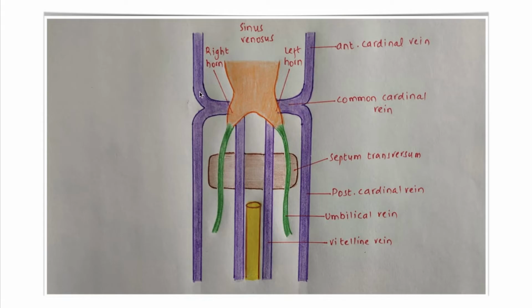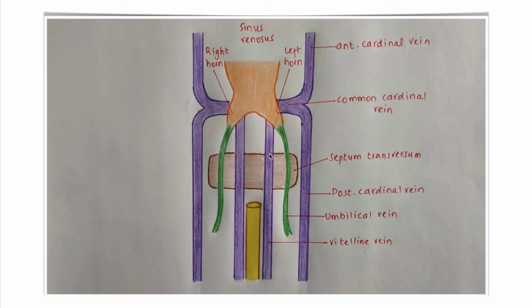Now these cardinal veins will be carrying poorly oxygenated blood from the body of the embryo. The vitelline veins will carry poorly oxygenated blood from the yolk sac initially and then from the developing gut, whereas these umbilical veins will carry well oxygenated blood from the placenta to the right and left horn of the sinus venosus.